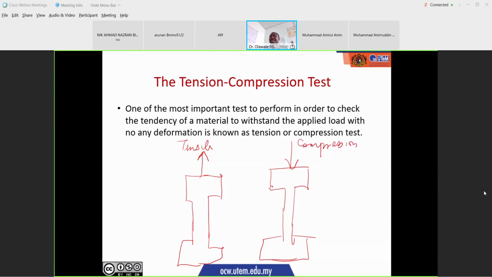So basically, for tensile and compression tests, we use the same equipment. The only difference is, for tensile, you ask your equipment, the load cell, to move up, move away from the specimen. Whereas for compression, you tell your load cell to move down against the specimen. So let's look at this.